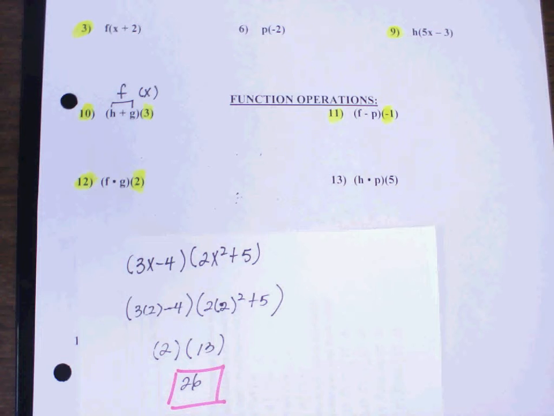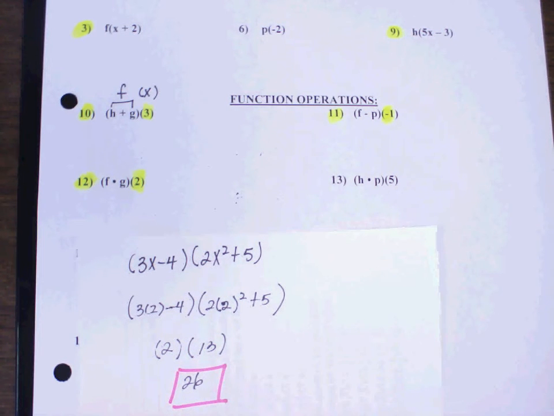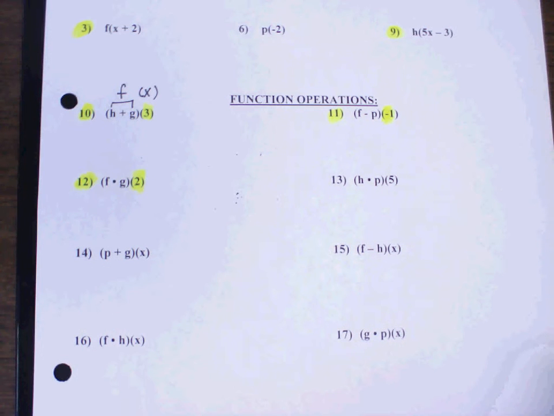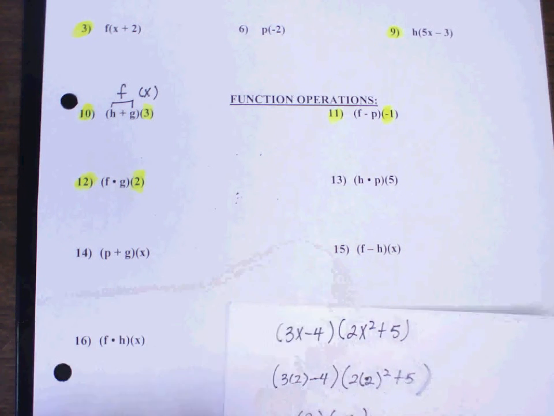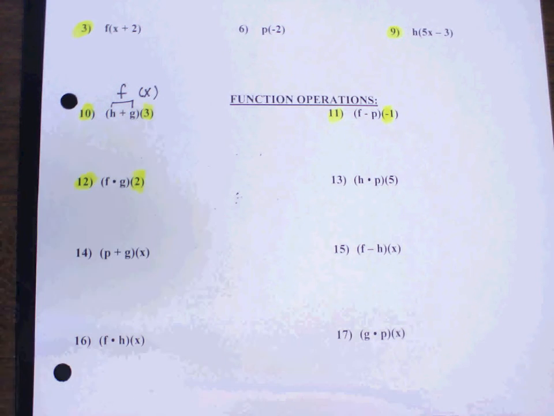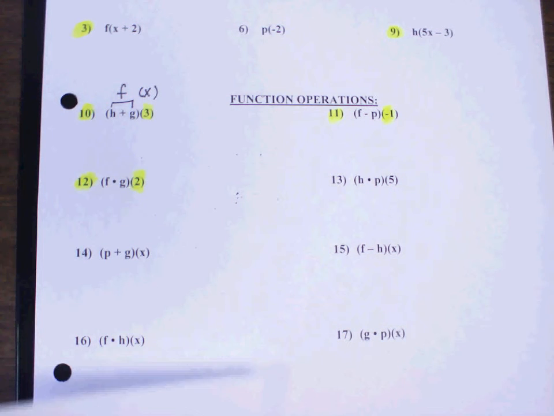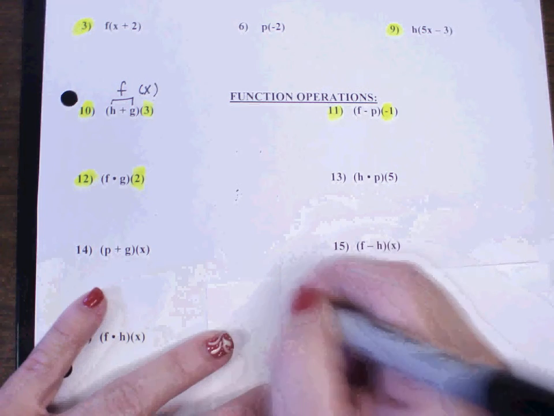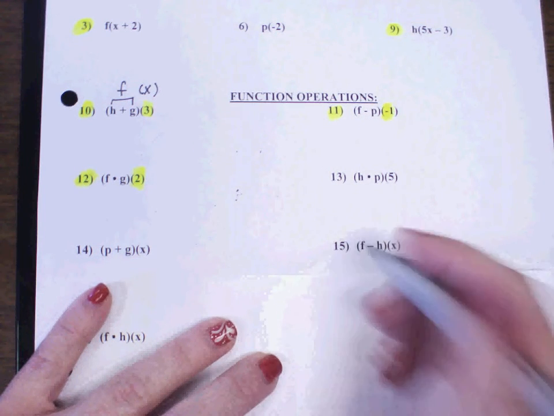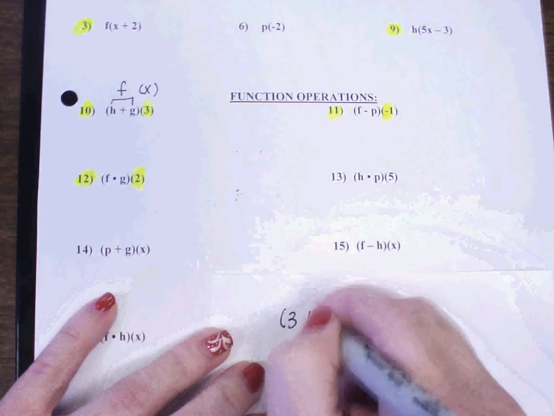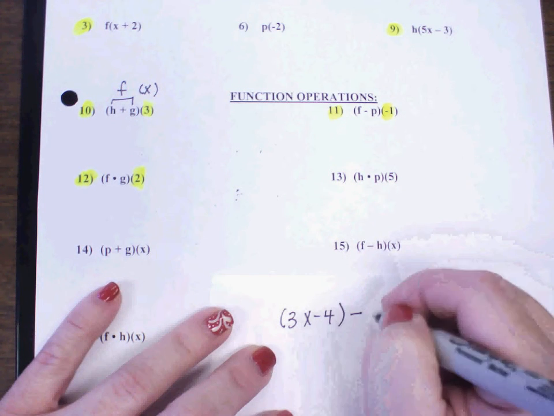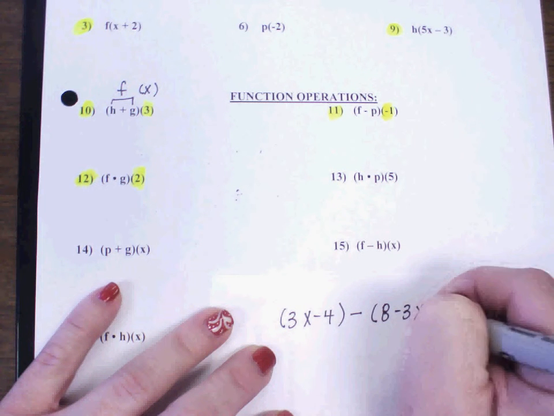Let's do 15. This is going to be the last one. F and H, so what's F? 3x minus 4, and I'm subtracting between them. And H would be 8 minus 3x, is that correct? But the x is what? X. So do I need to change anything? I just need to subtract it.